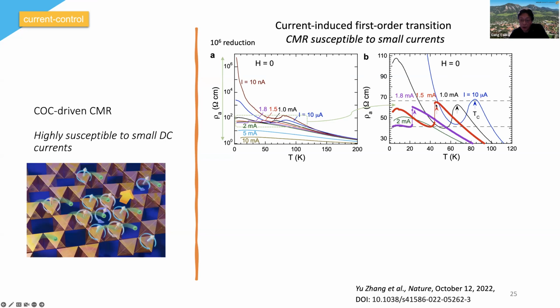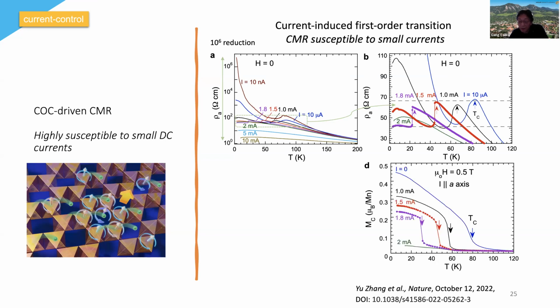We measured this resistivity simultaneously with magnetization. So this magnetization is showing exactly the same thing. When the current is 0, we have this transition around the Curie temperature. But then as we increase the current, the TC drops. And then at 1.5, we have this first order transition in magnetization.